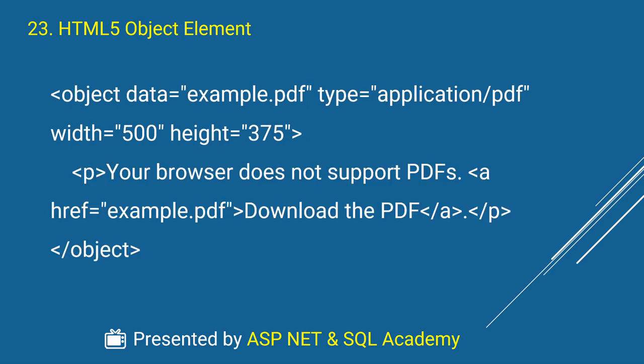The HTML5 object element is used to embed external content such as PDFs or videos in a web page. It provides a way to display alternative content if the browser does not support the embedded content.